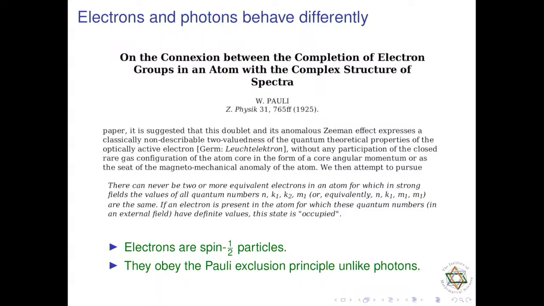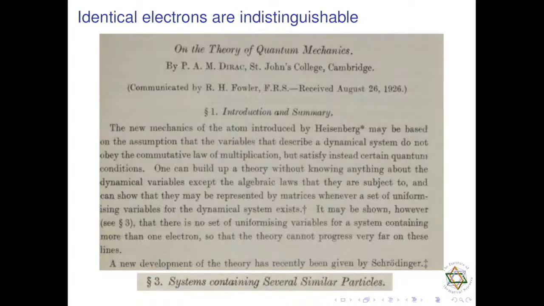Then Pauli realized that electrons are different from photons. Firstly, they have an intrinsic spin equal to half, and they obey the Pauli exclusion principle, so you can't put two electrons in the same state, whereas in Bose's counting, he could put as many photons as he liked in the same box. So things moved very quickly.